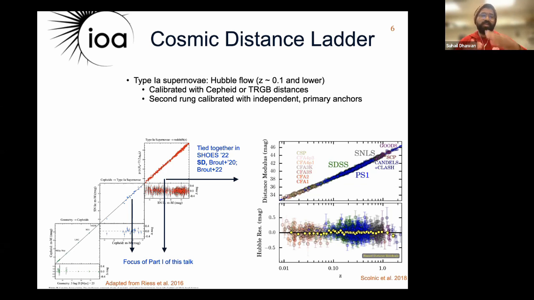Now, in order to do this calibration, we need primary distance indicators. The most commonly used ones are Cepheid variables and the tip of the red giant branch. And as I previously mentioned, in order to do this measurement very precisely, we need the first, second, and third rungs to be as similar to the next rung as we can have, with all of the systematics being minimized. This is why I am going to be talking in the first part about using ZTF for both the calibrator and the Hubble flow rung of the distance ladder.